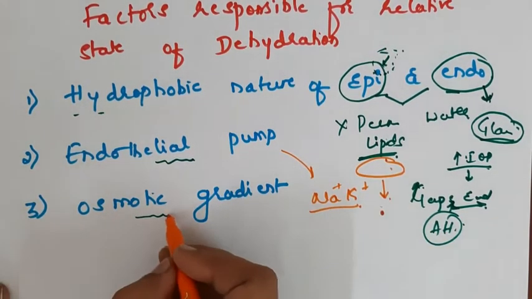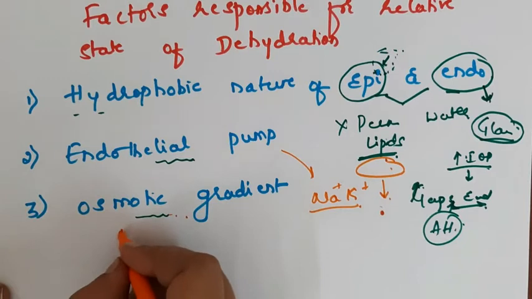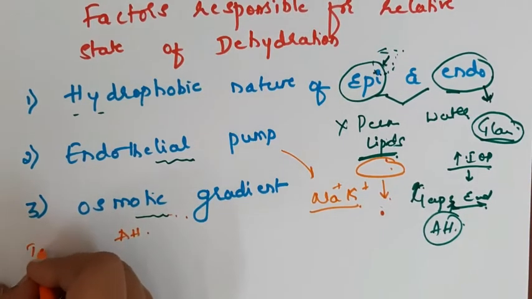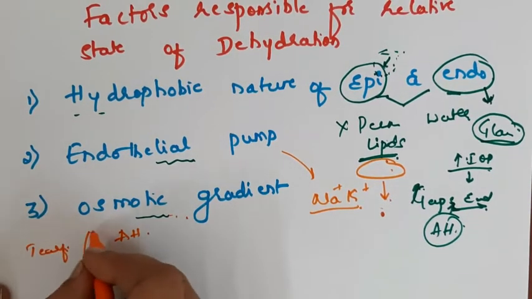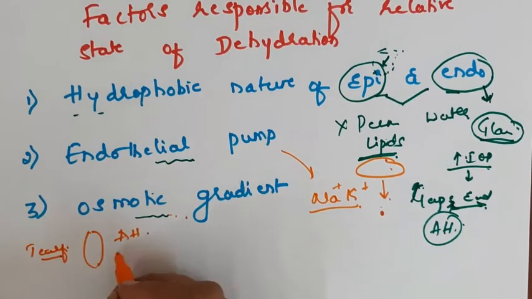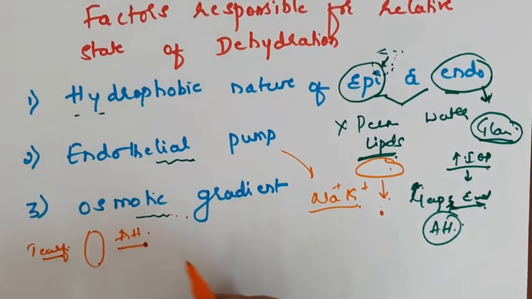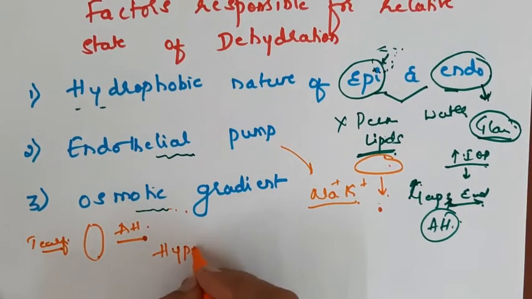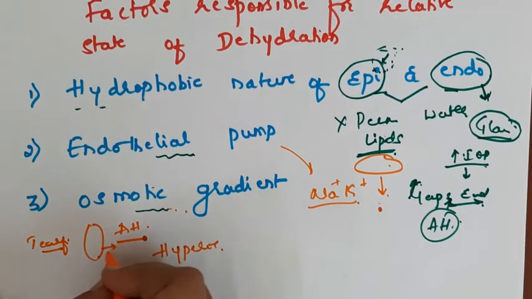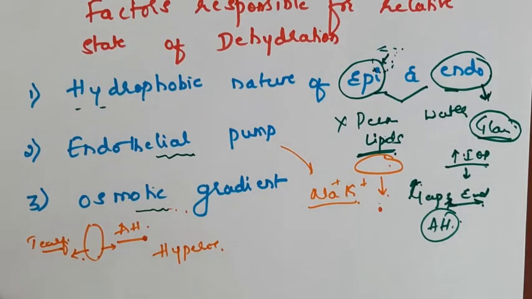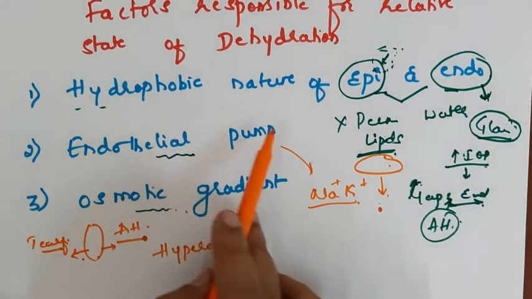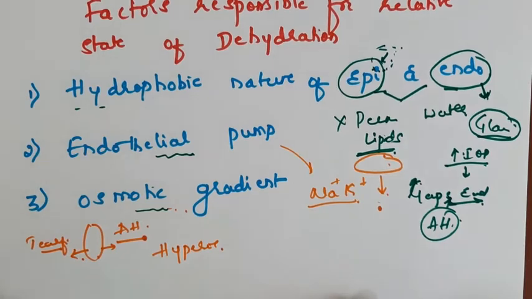And the third is the osmotic gradient of the aqueous humor as well as the tear film. So as you know, this is the cornea. Anteriorly we have the tear film and posteriorly we have the aqueous humor, both of which are hyperosmotic, thereby drawing the water out of the cornea constantly, keeping the cornea in a relative state of dehydration. So these are the factors responsible for the dehydrated state of the cornea.